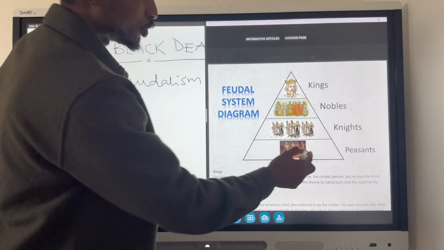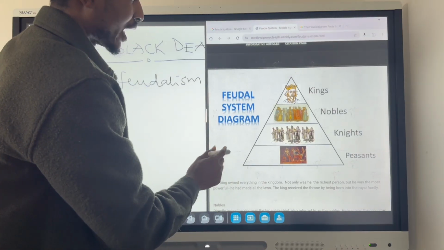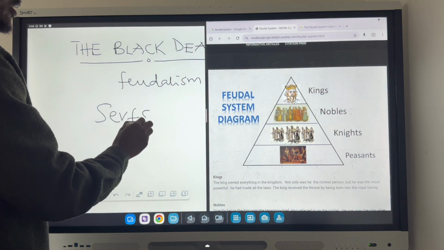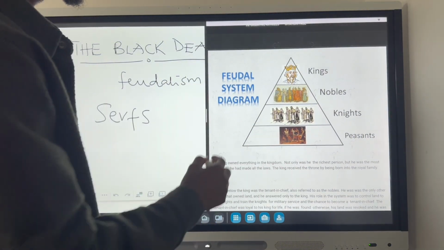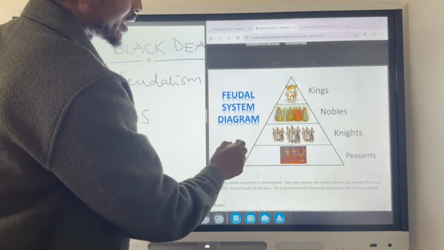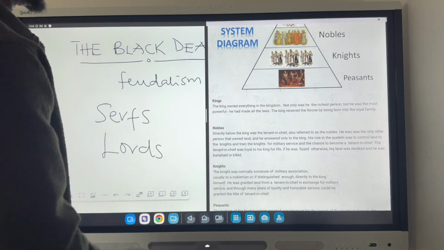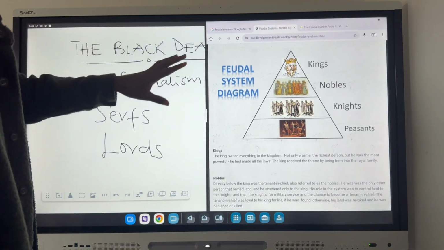Now, those at the bottom here, that is the peasants, they were also known as serfs. So they were also known as serfs within the system. Then the middle part here, that is the nobles and the kings, they were also known as lords. Okay, and the king is the overall lord. So that is how it was.